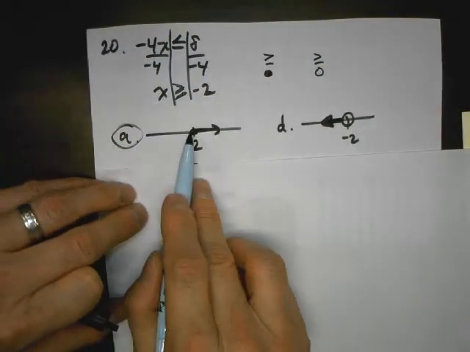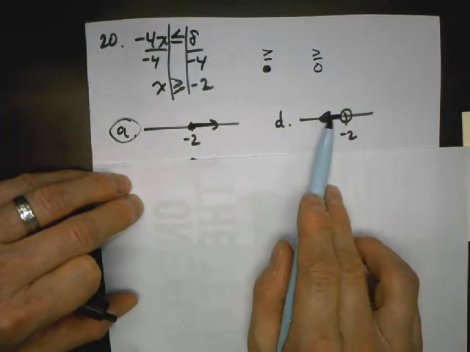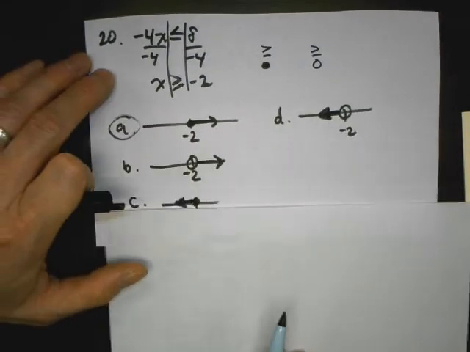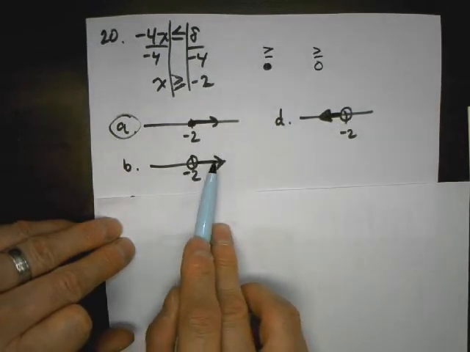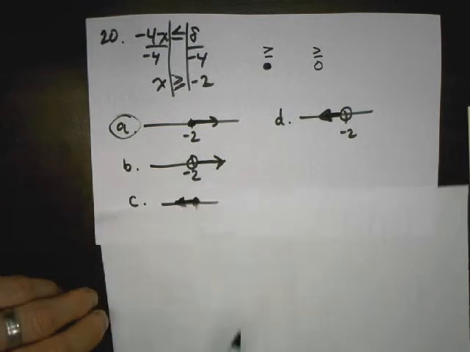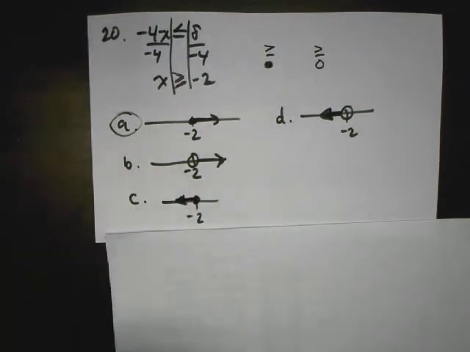So I look at my answers. A, this shows greater than or equal to negative 2. B does not, because it is greater than, but it's not equal to, because it's an open dot. And C, it's a solid dot, but it's less than, so the answer has to be A.